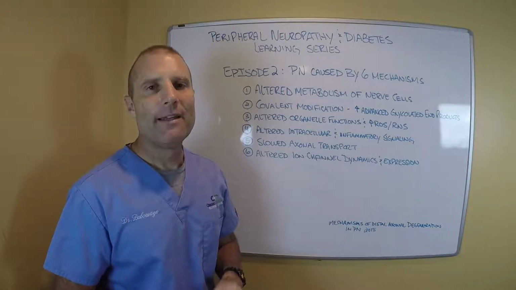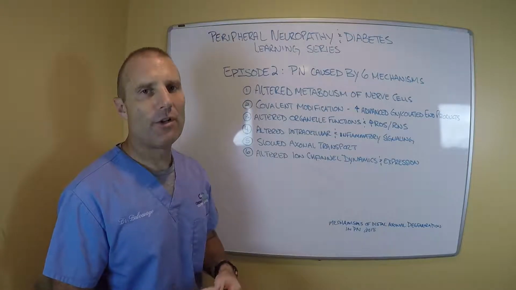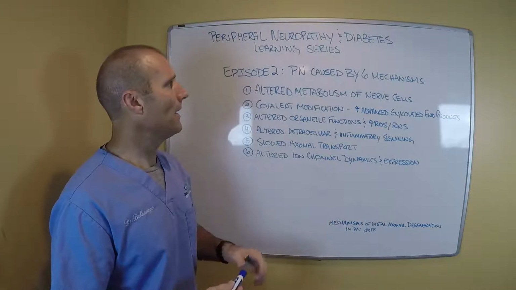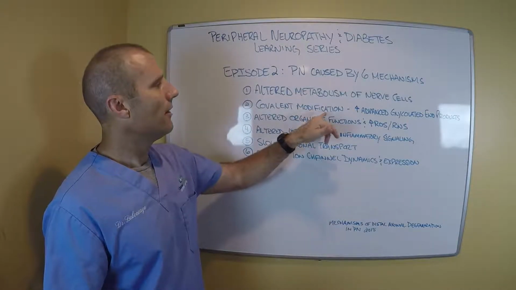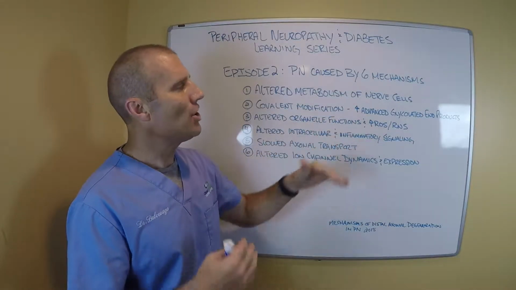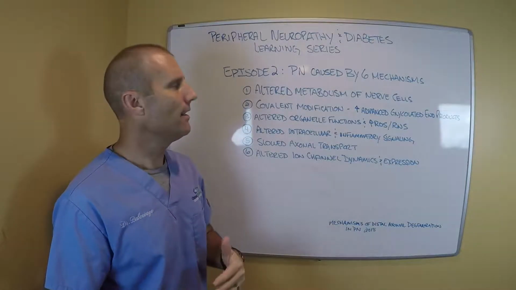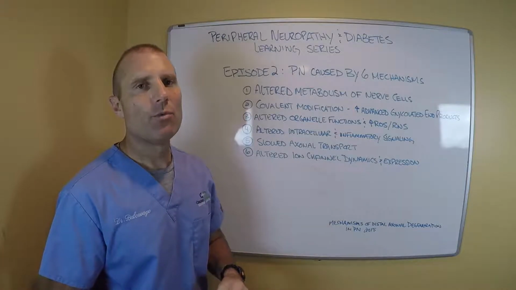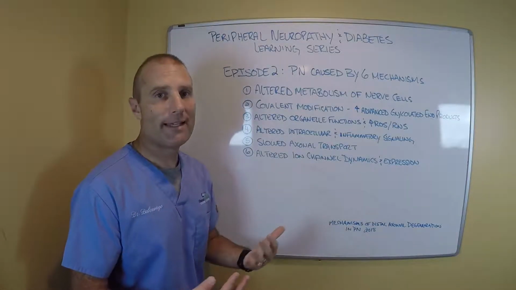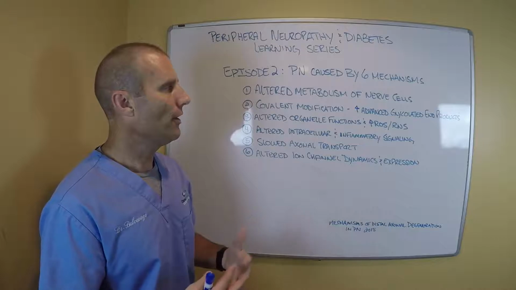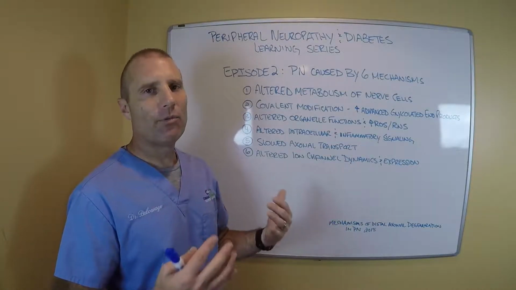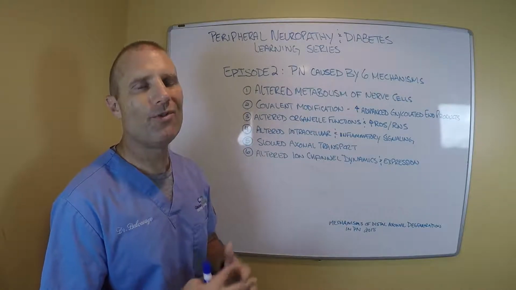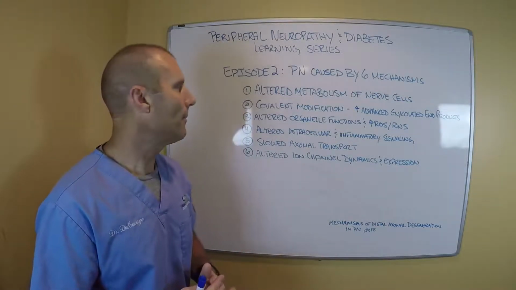The second major thing is covalent modification. Now, what does that mean? That means the proteins that are important for the chemistry of the body are changed by these things called advanced glycated end products. They call them AGEs. So when you have high blood sugar, let's say, the high blood sugar circulating around glycates these proteins and changes how they work. When the proteins don't work the way they're supposed to, this can lead to peripheral neuropathy.